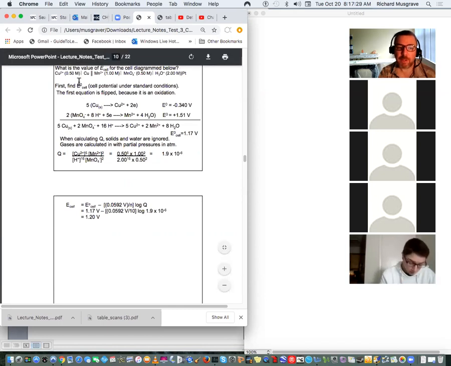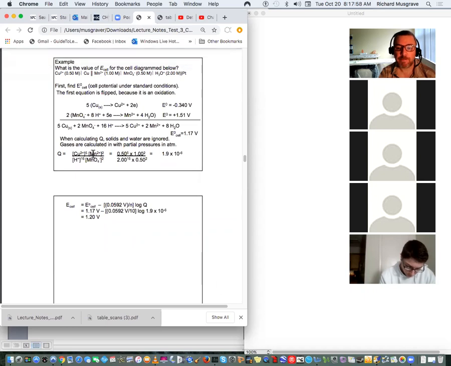A good double check is to move back up to the original equation that you've been given, the original cell diagram, and just make sure that everything in the cell diagram that has a concentration next to it is also in your Q expression. Because those are the only things that will be in the Q expression. So that's a good double check to make sure you've included everything you need to include in the Q expression. Does anybody have anything that they want to ask about at this point?